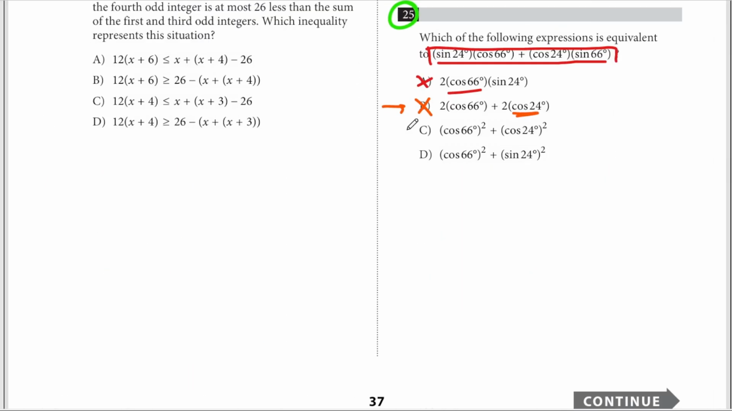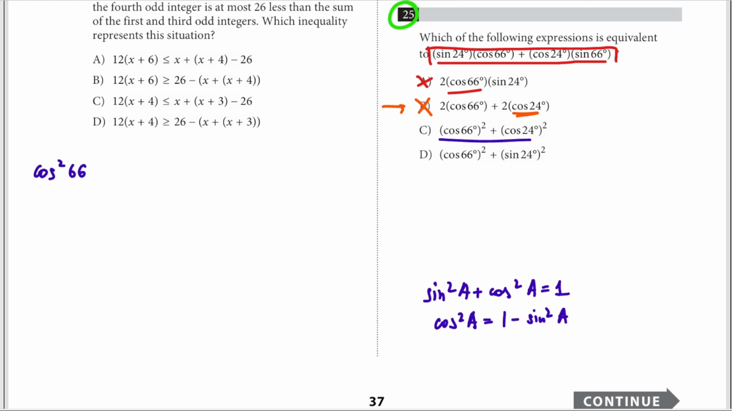What about option C? For option C, we need two formulas, which I already mentioned, but let's do them one more time. First, sine squared of a plus cosine squared of a is equal to 1. It means that cosine squared of a is equal to 1 minus sine squared of a. So if we extrapolate it here, the first thing, cosine squared of 66, stays the same. The second thing is the cosine squared of 24. We're going to apply this formula for that, so it's plus 1 minus sine squared of 24.